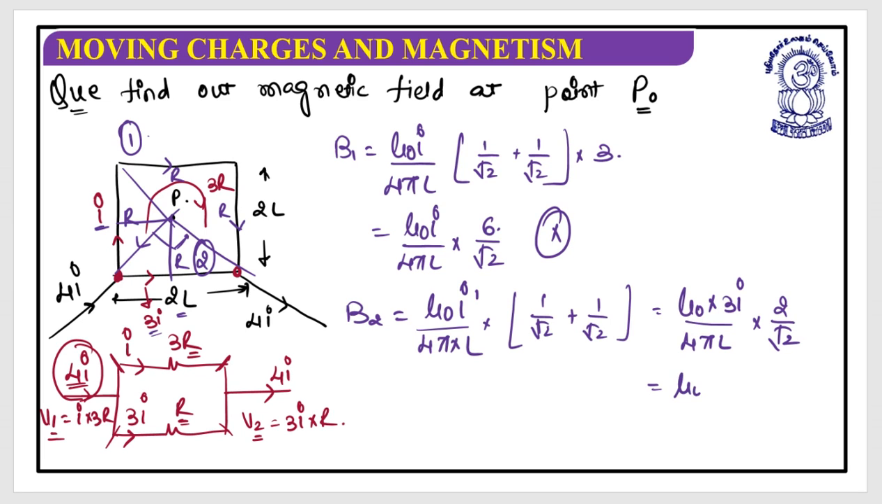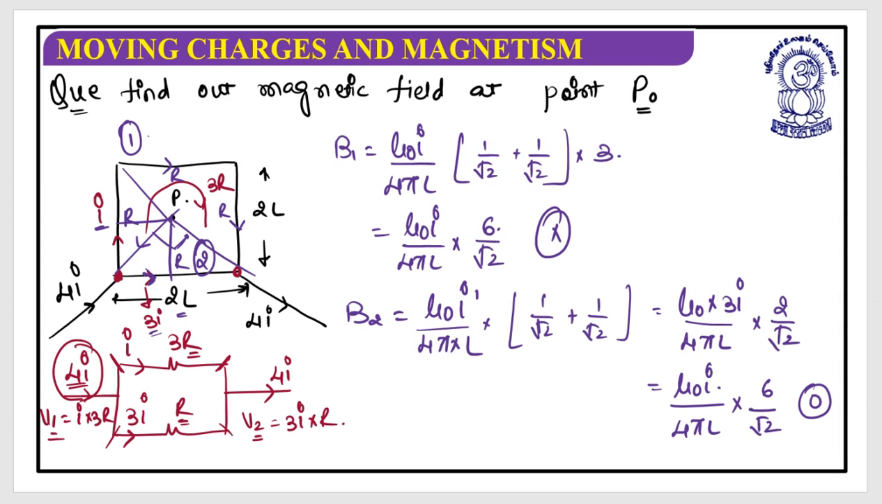So in totality, it's mu naught I by 4 pi L multiplied by 6 by root 2, and this is moving in the anti-clockwise direction. So this is outside the plane. So this is B1, this is B2. Now look at both the magnitudes very carefully. Do you find them equal? Great.